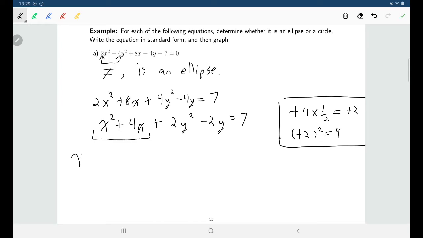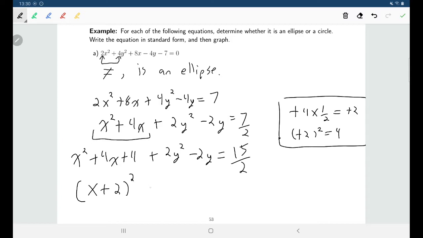So on the left side, I'll have x squared plus 4x plus 4. And on the right side, I would have 7 halves plus 4. And 7 halves plus 4 turns out to give me 15 halves. So what I have here on the left side simplifies as x plus 2, whole thing squared. So I've completed one of the squares.